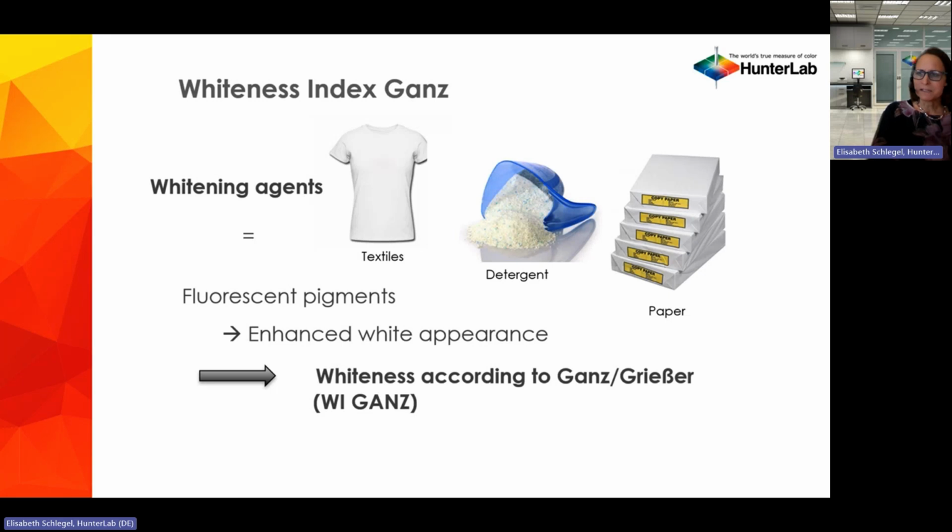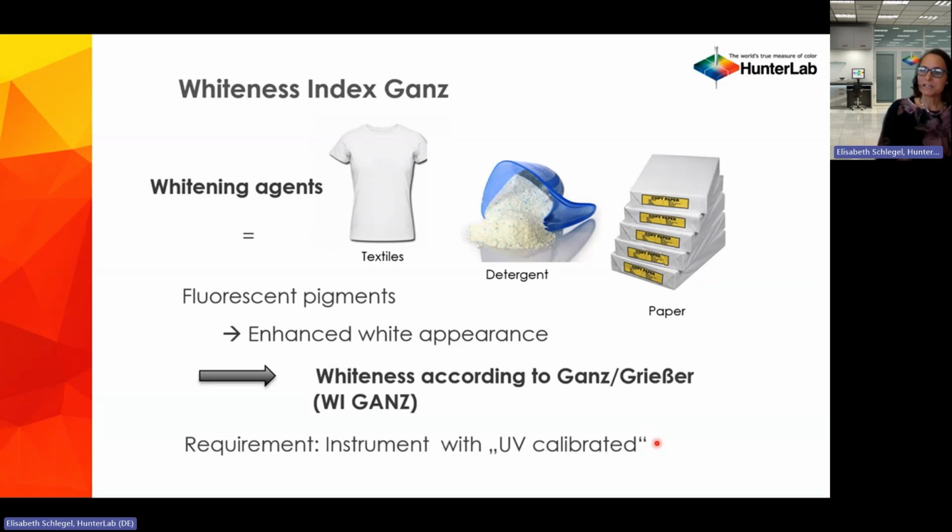To measure this whiteness, you need an instrument that can be UV calibrated, and you need a special calibration tile, a fluorescent calibration tile. And we are, for example, offering that for the UltraScan VIS and PRO and for the Agera devices of HunterLab.